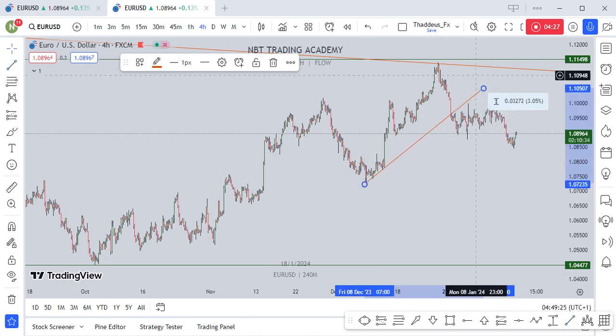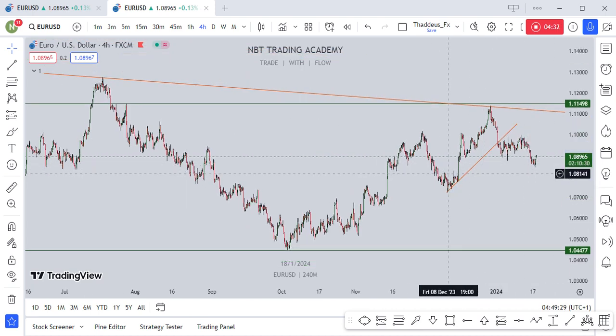You can see that the market has broken our counter trend line. We tested the area of the counter trend line. The market has broken our counter trend line, and now it has broken the support holding the counter trend line, which is this.